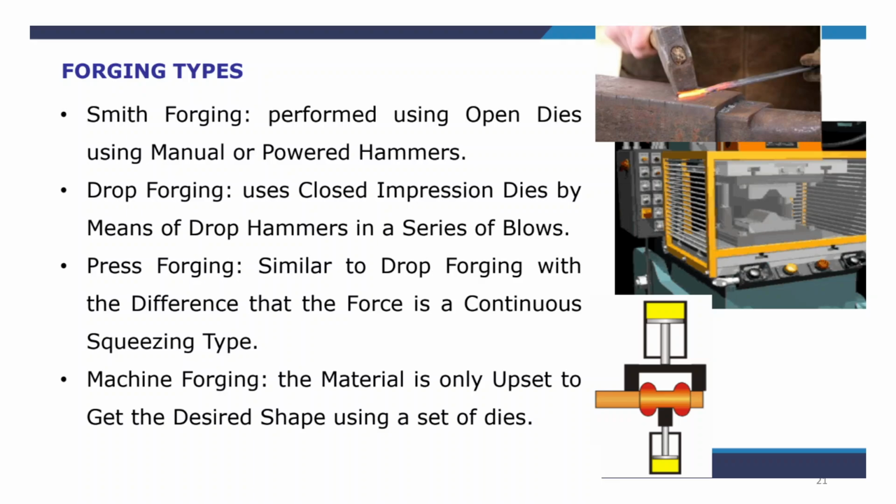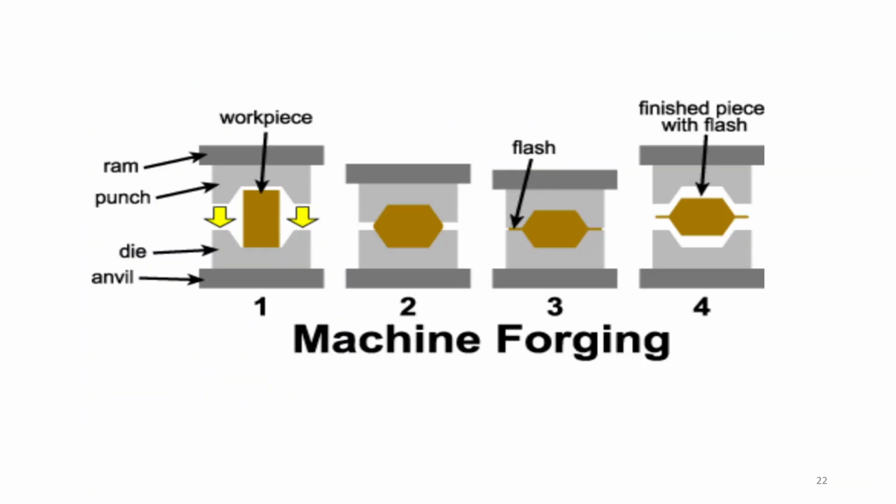Okay, so next is machine forging. In machine forging, the material is only upset to get the desired shape using a set of dies. Now in machine forging, you will have two different dies. The base die will be on the anvil and the upper die will be attached to the ram.